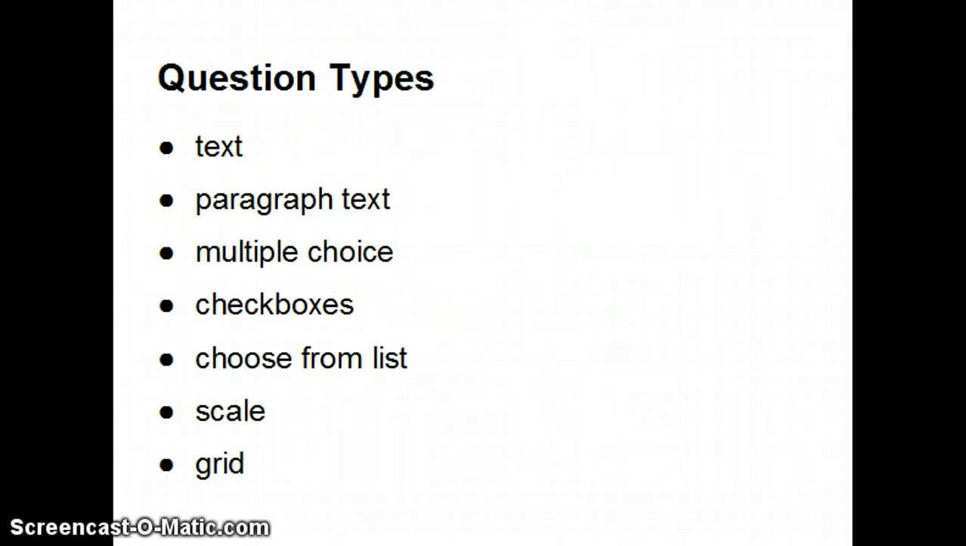Now, checkboxes aren't the only types of questions we can ask in this survey. You can ask text questions where they type in their answers. Paragraph text gives them much more space. Multiple choice is a typical multiple choice format. Checkboxes we've taken a look at. Choose from a list allows them to have their own pull-down menu. Scale allows for them to rank objects. And then finally, there's grid. And let's take a look at a question that uses the grid question type.